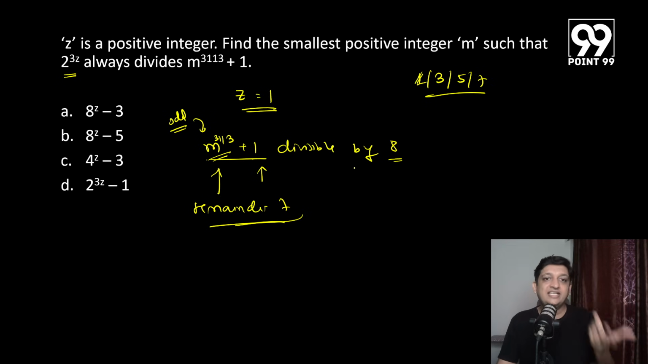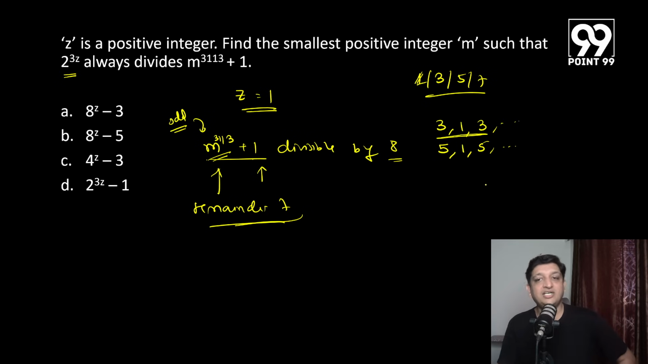That is one thing that we are looking at, and there will be a cyclicity that will also be present here. In case of 3, 3 raised to 1 gives remainder 3, 3 square gives remainder 1, 3 raised to 3 gives remainder 3, and so on and so forth. So 3, 1, 3 is what we are looking at. What if it's 5? 5 raised to 1 will give remainder 5, 5 square will give remainder 1, 5 cube will give remainder 5, and so on.